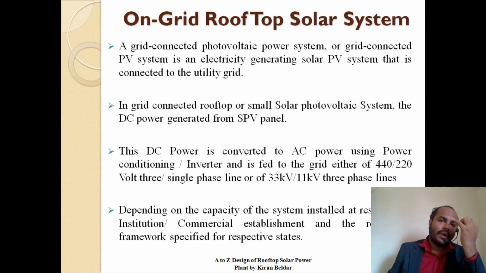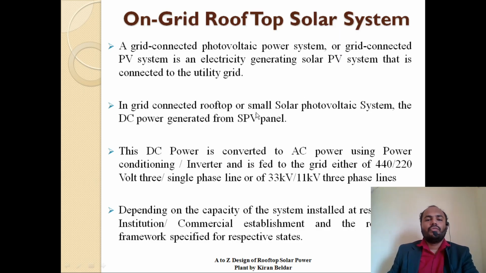Now we will see some points regarding the on-grid rooftop solar system. Basically, a grid connected photovoltaic power system or grid connected PV system is an electricity generating solar PV system that is connected to the utility grid. This is very much important. The word on-grid means connection of a solar system to a utility grid.